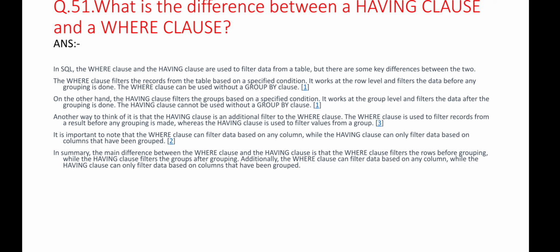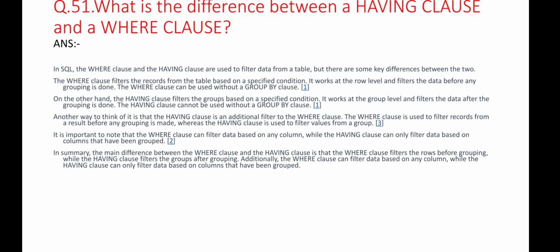On the other hand, the having clause filters the groups based on a specified condition. It works at the group level and filters the data after grouping is done. The having clause cannot be used without a group by clause. Another way to think of it is that the having clause is an additional filter to the where clause. The where clause is used to filter records from the result before any grouping is made, whereas the having clause is used to filter values from a group.